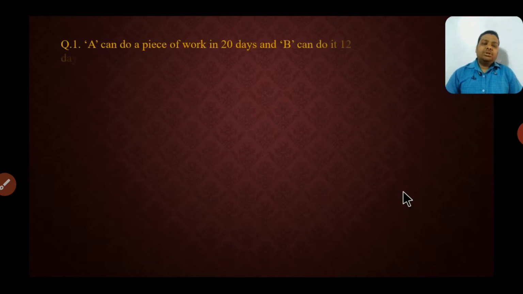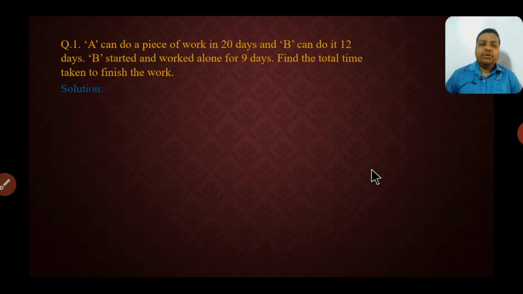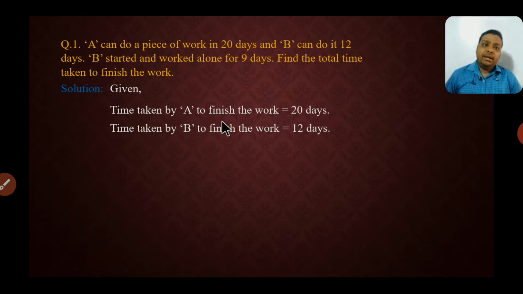Now, the first question is: A can do a piece of work in 20 days, B can do it in 12 days. B started and worked alone for 9 days only. Then we have to find the total time taken to finish this work. Let's see. At first we will write what is given. Time taken by A is 20 days, time taken by B is 12 days. Let's find the work done by A, 1 by 20, and work done by B, 1 by 12.